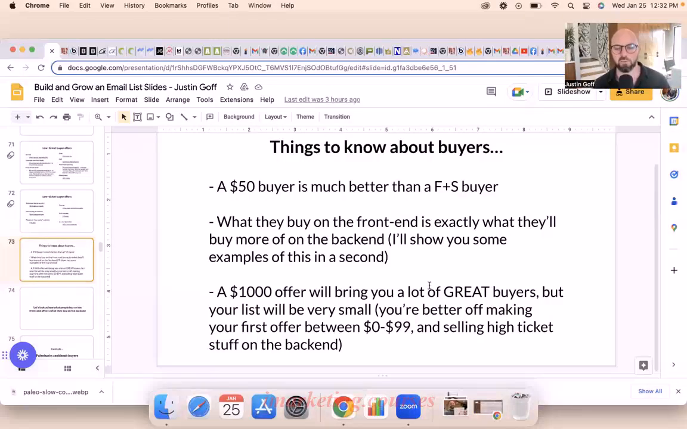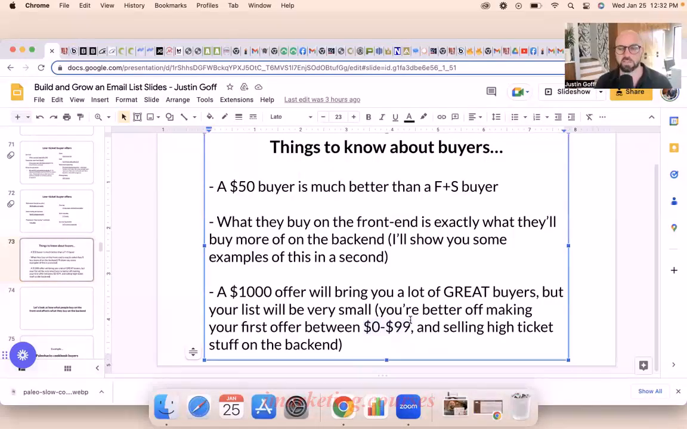So you're better off making that first offer under $100, and then selling the high ticket stuff on the back end, whether that's selling to the list, whether that's getting them on the phone, however you want to do it.